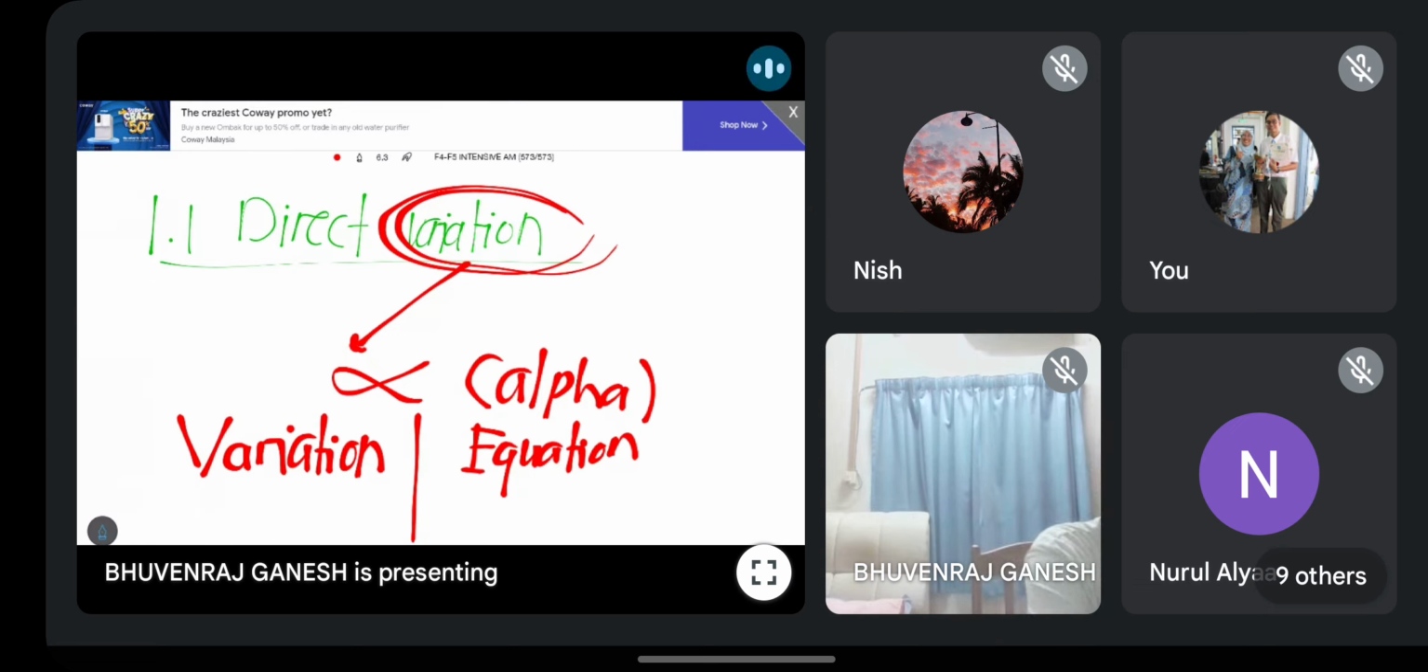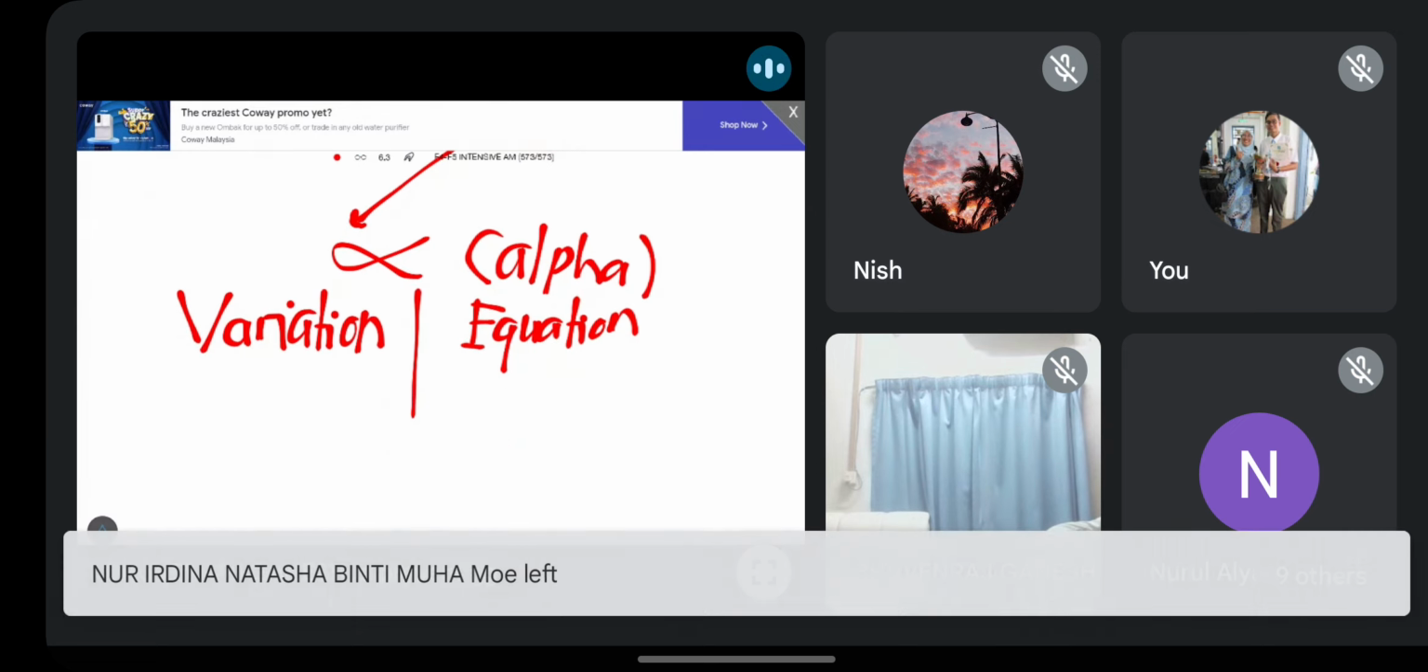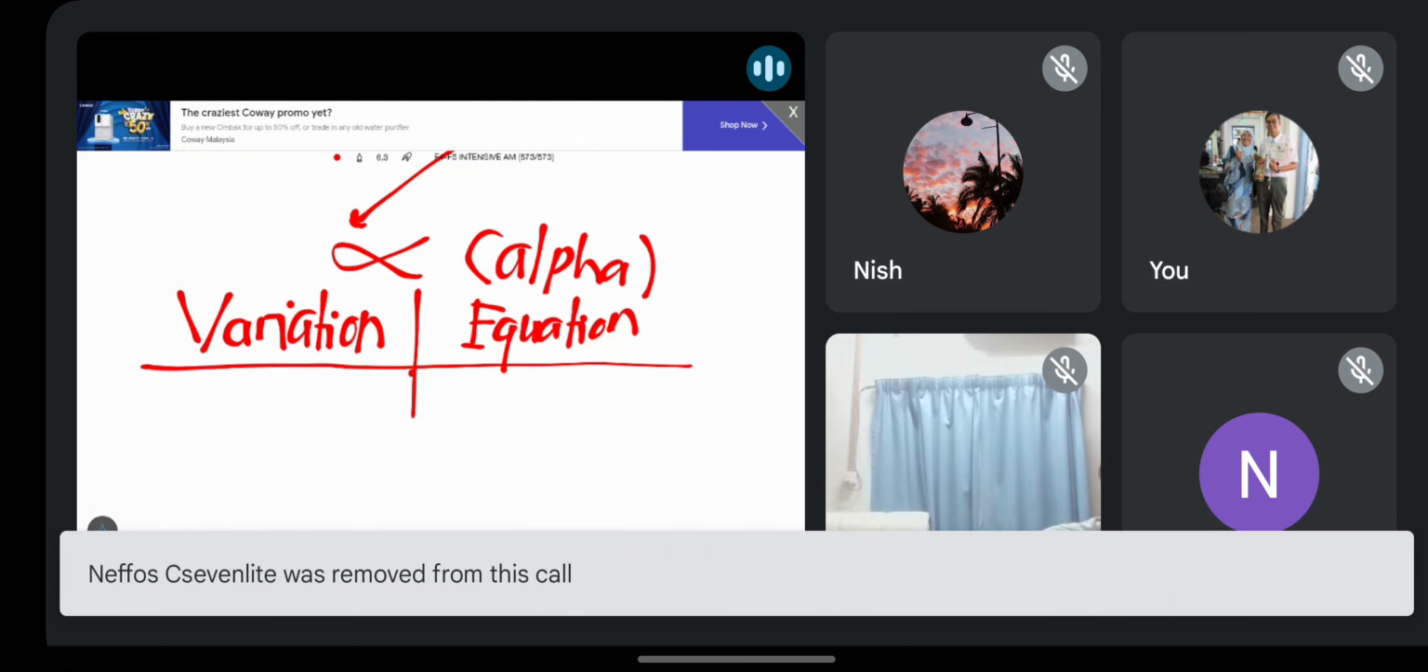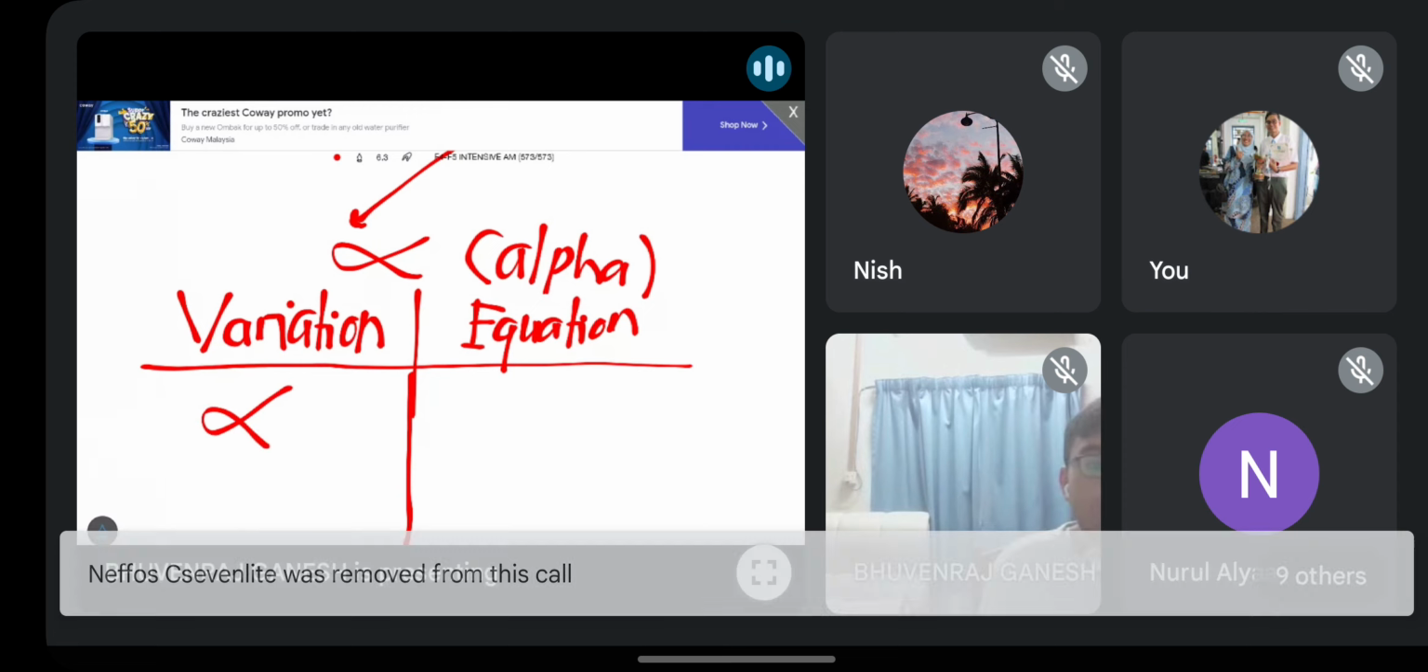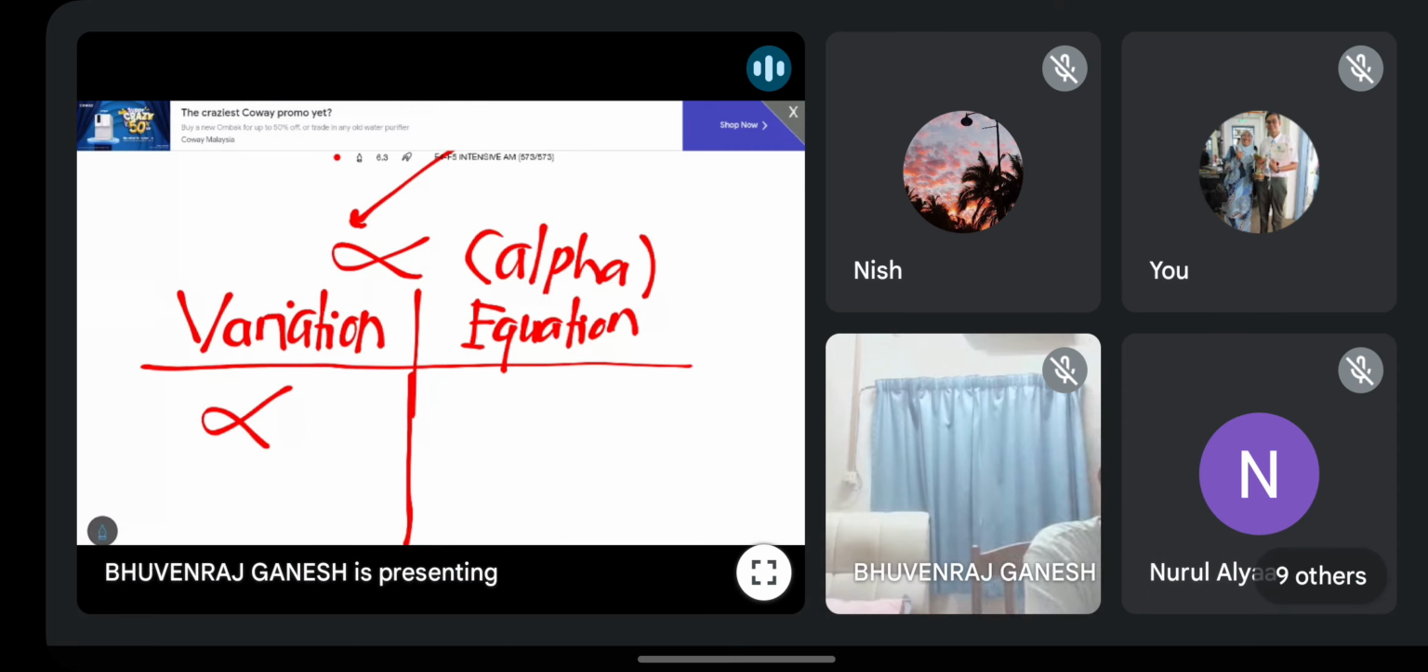Okay, so now variation. Okay guys, variation, ubahan, you will see this symbol. Tapi equation, persamaan, you have to use this symbol. This is the first thing you all must understand. Ubahan kamu akan nampak simbol alpha, equation you will see the symbol sama dengan.